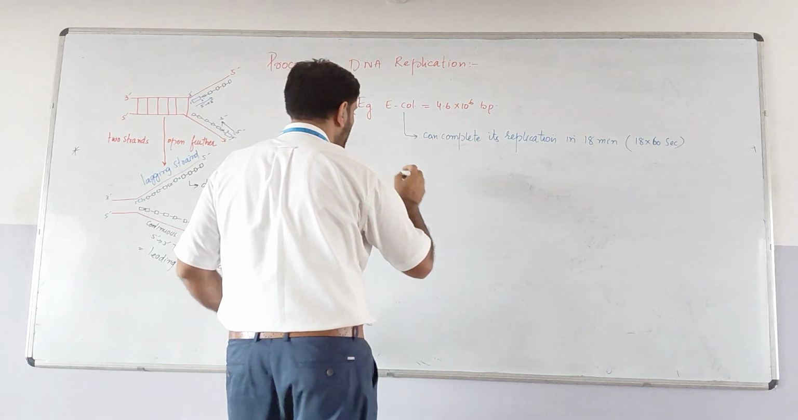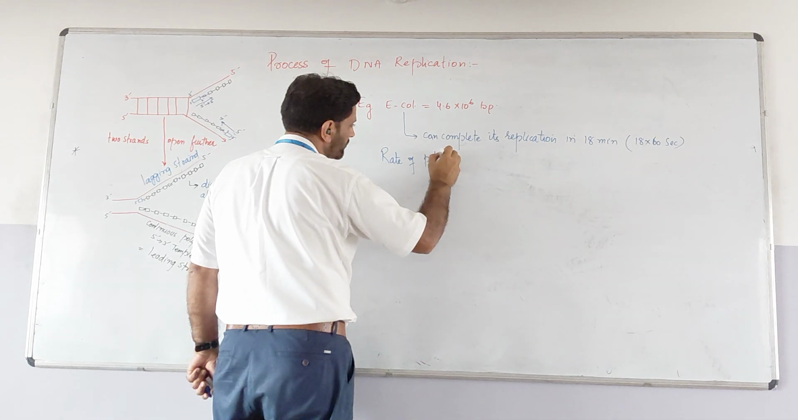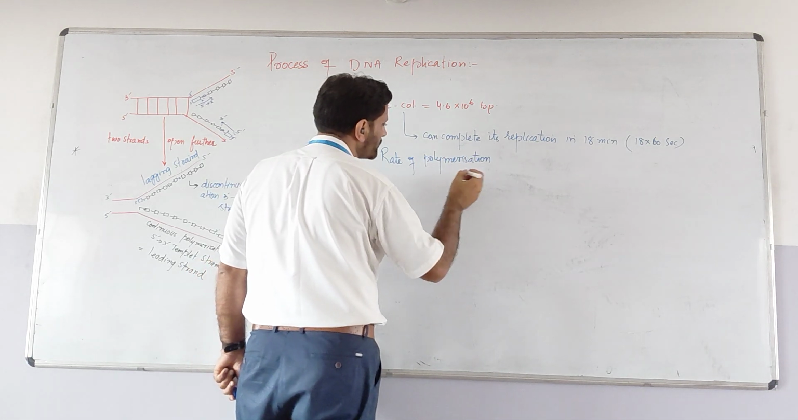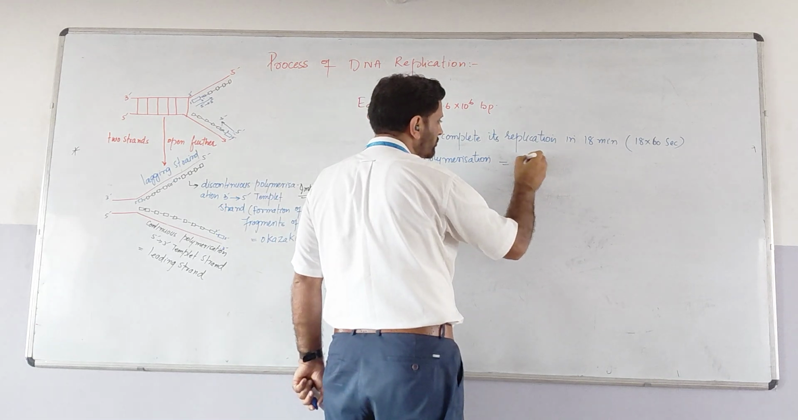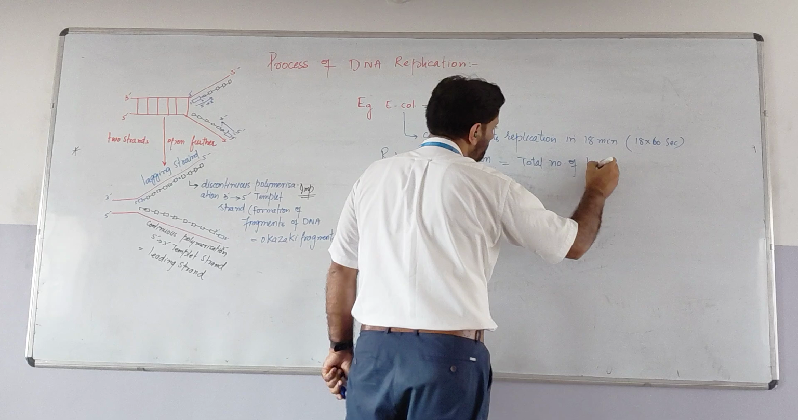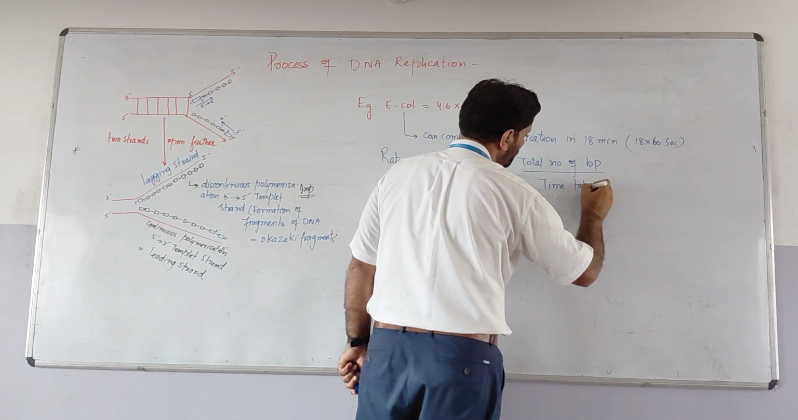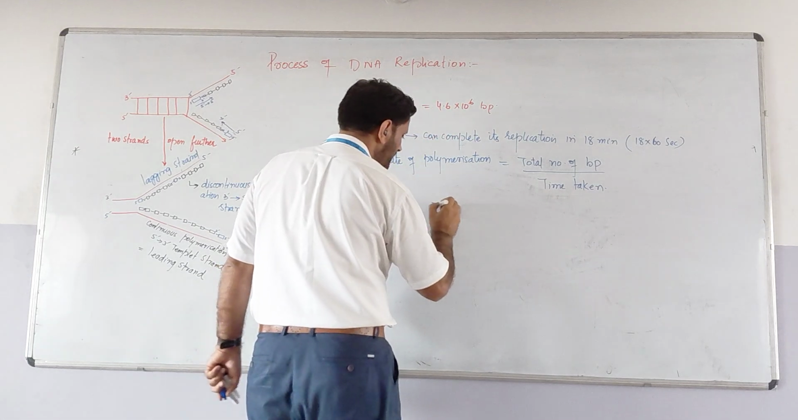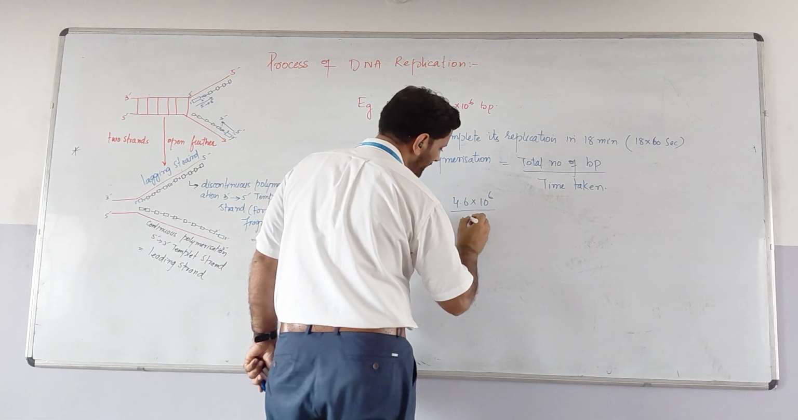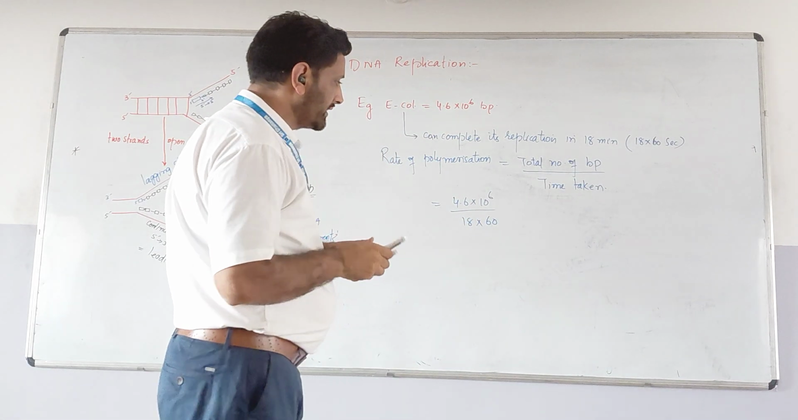Rate of polymerization will be equal to total number of base pairs divided by time taken. Here we have both these things. It will be 4.6 into 10 raised to power 6 divided by 18 into 60. It's like that only. Is this clear?